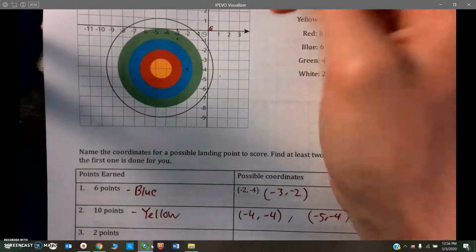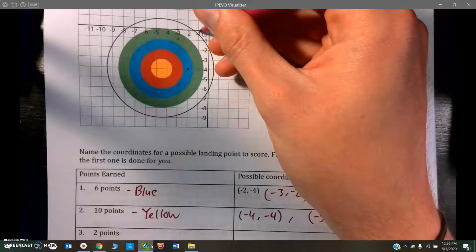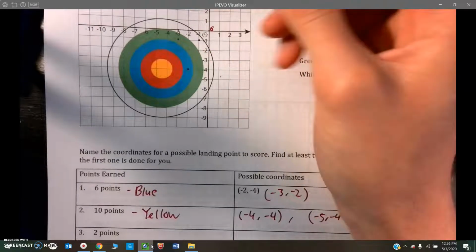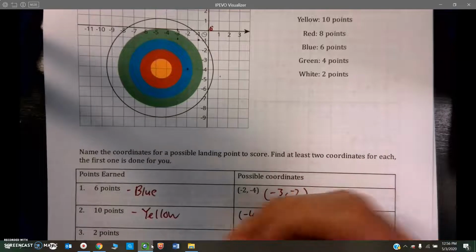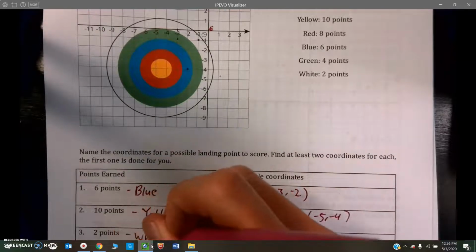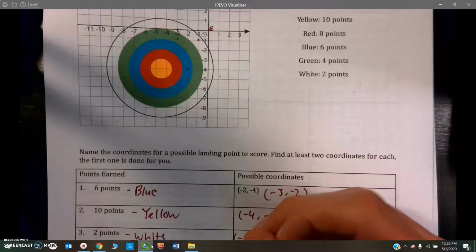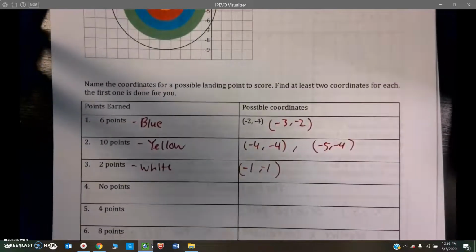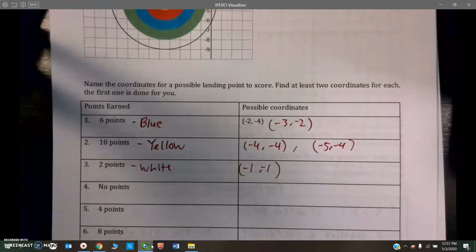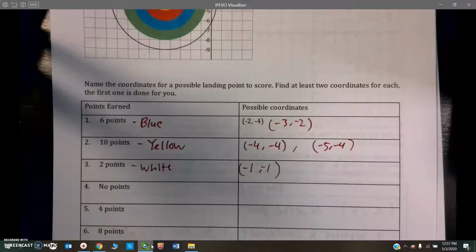2 points is white. So here, -1, -1 would land me right here. So I'll write that this is white. And -1, -1. Okay. All right. So once again, if you haven't already, pause the video now and try and find the rest of the points you can yourself.